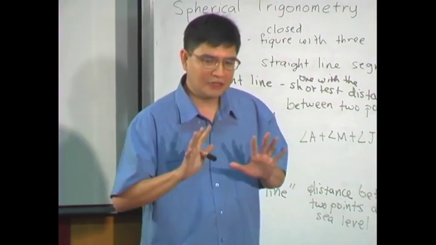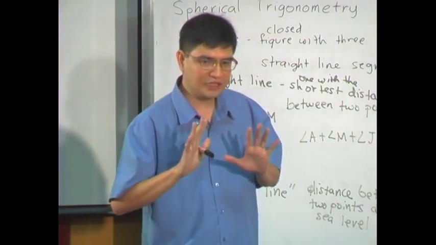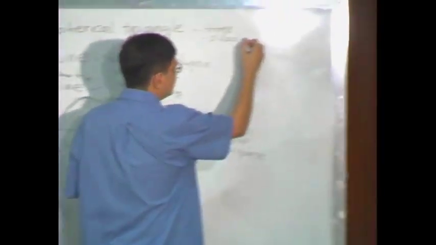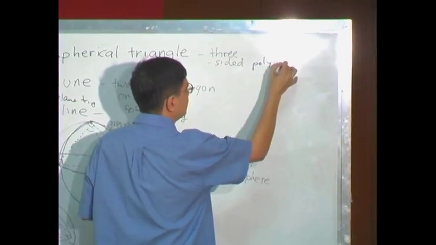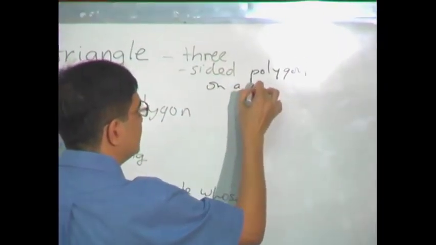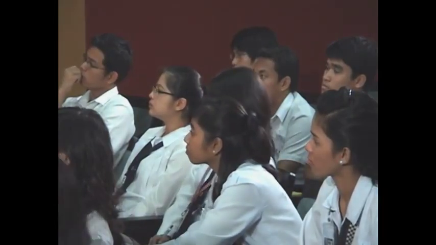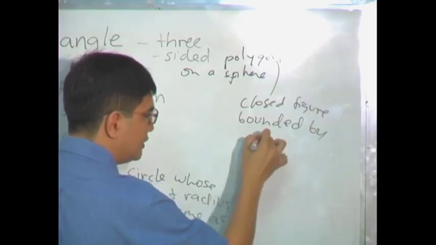Okay? Now, let us go back to the definition of a spherical triangle. A three-sided polygon on a sphere. And what is a polygon? A closed figure bounded by straight sides. In this case, bounded by great circles.